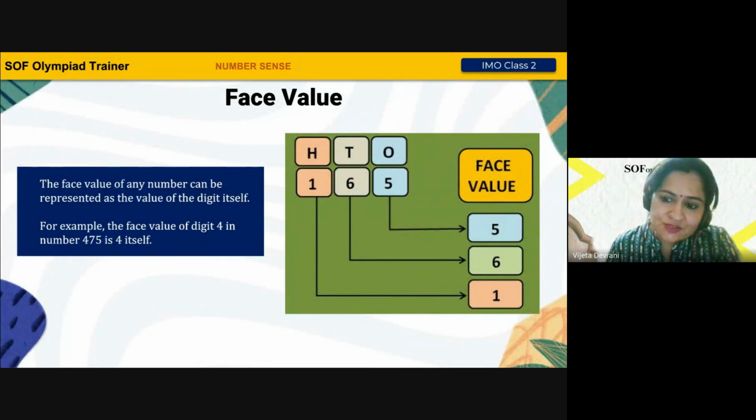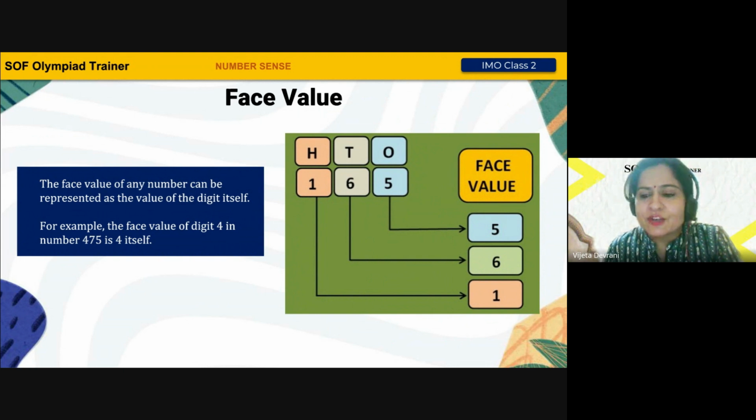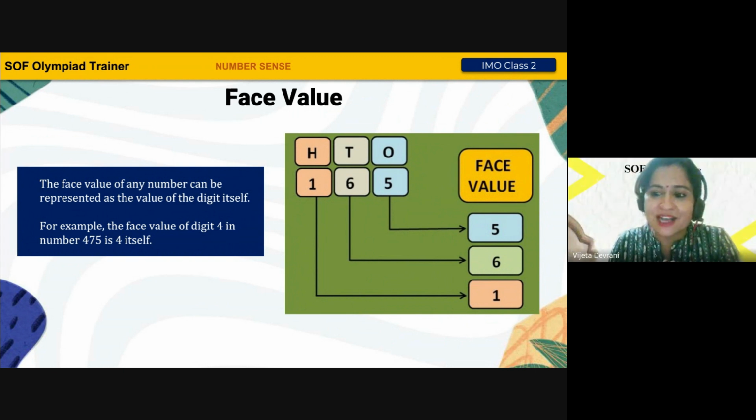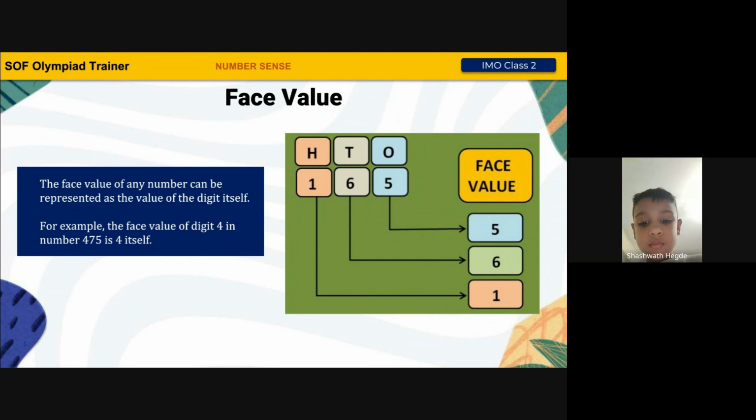So one is called place value, one is called face value. Everybody knows what is a face? What is a face? Show me your face. If somebody asks you, show me your face, how do you look? This is my face. This is my pretty face. Everybody has a pretty face, right? All of you are looking so pretty. So this is our face.